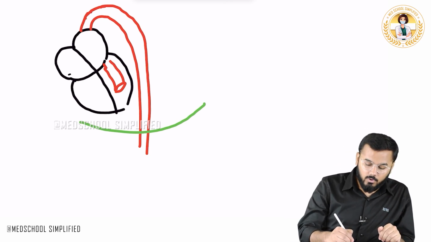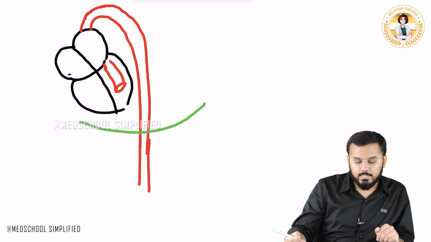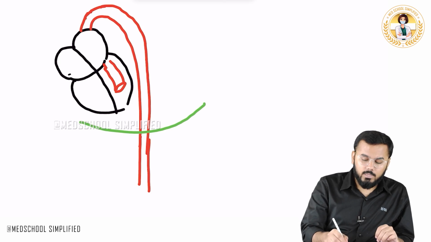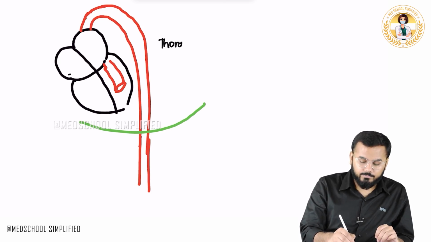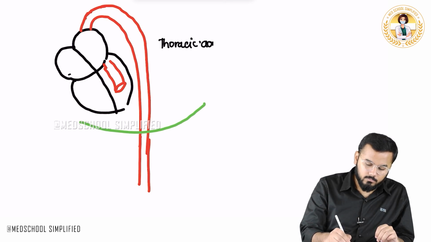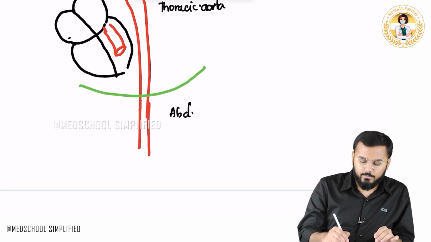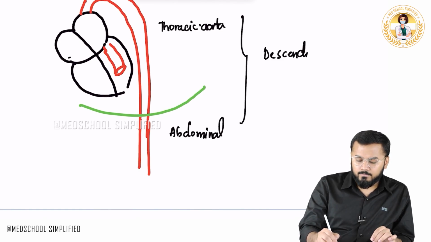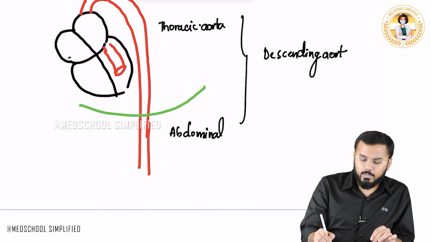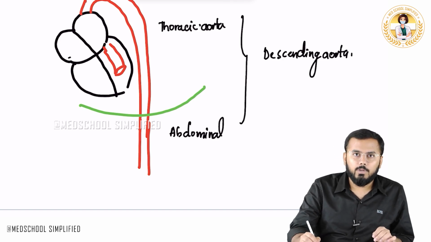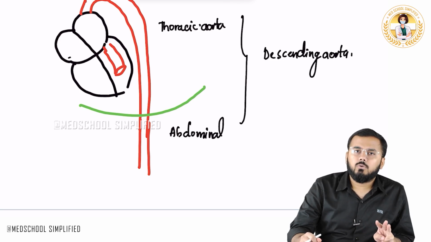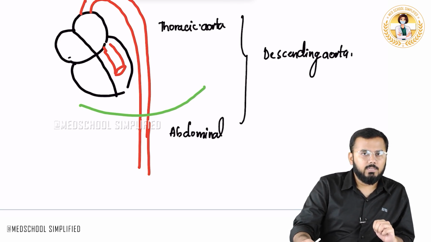Now just below the diaphragm, whatever aorta you have here is called the descending part of the aorta, or the abdominal aorta. This aorta over here you can call the thoracic aorta. This is the abdominal aorta. So abdominal aorta and thoracic aorta together you call the descending aorta. Now within the abdomen, the abdominal aorta has many branches, but the main three are the celiac trunk, superior mesenteric, and inferior mesenteric.